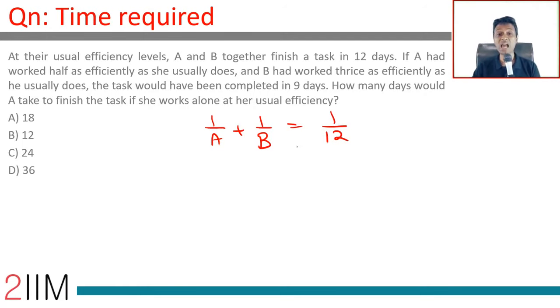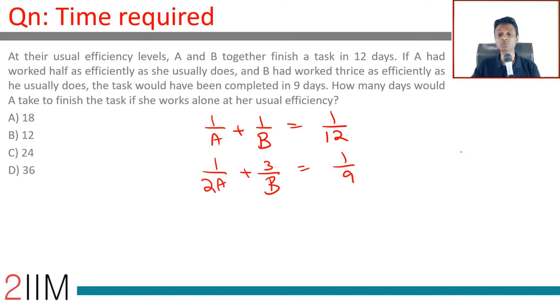If A worked half as efficiently as he usually does, 1 by 2A, half of 1 by A, and B worked thrice as efficiently, 3 by B, the task gets completed in 1 by 9. How many days would A take to finish the task if she works alone at her usual efficiency?